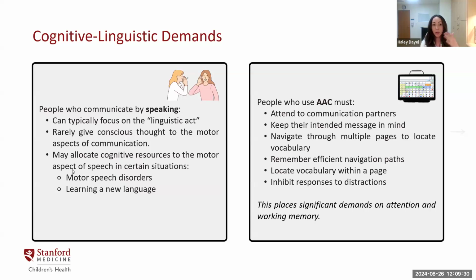They might need to remember most efficient paths to get there, locate vocabulary in a complex array on a page, and they might also need to inhibit potential responses to a distraction. And distractions can be posed by the AAC system itself.